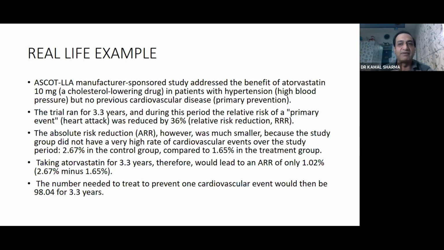So every trial, when they come up with a number, you look at the number of patients. You have to prescribe atorvastatin to a patient with hypertension but no CV disease for 3.3 years. Once you prescribe it to 98 patients, you will have prevented one myocardial infarction. That's how you interpret number needed to treat.